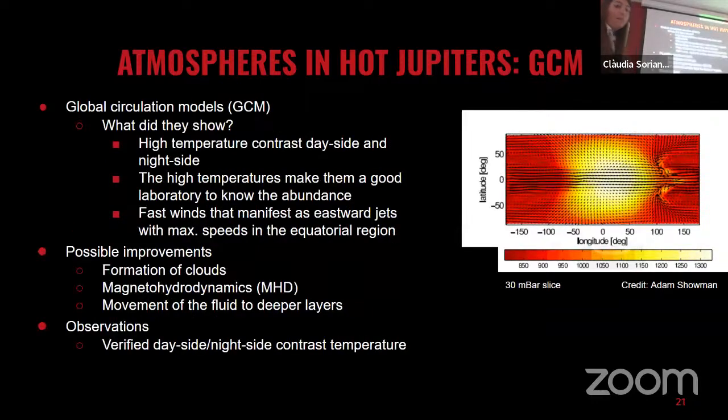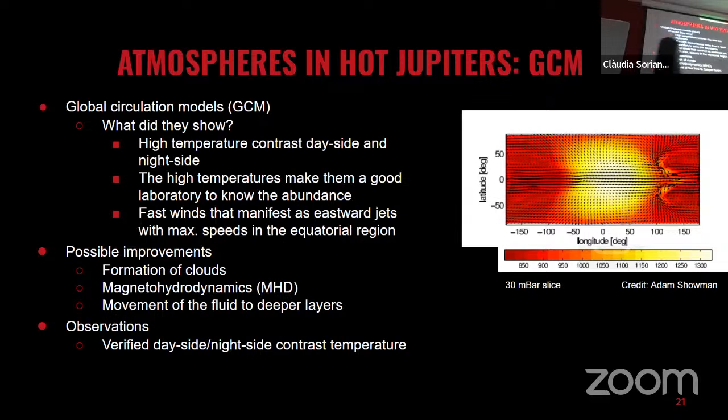So one important thing, from these global circulation models, what we can see. So we can observe some plots like this one. In this plot, we can see a slice of the overall planet, the longitude and the latitude. And then the color bar corresponds to the temperature. And basically we can observe that there is a high contrast in the day side and night side regarding the temperature. So this contrast is due to the high radiation that the planet receives from the star. Moreover, this, maybe you cannot see from there, but there are some small arrows.